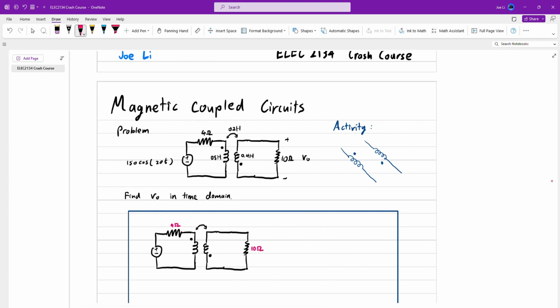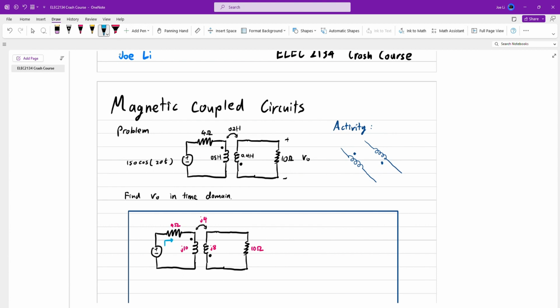Now 0.4 Henry is going to turn into the frequency domain. You just need to do j omega L. Omega is 20, L is 0.4, so what you get is j8. Same for 0.5 Henry, you get 0.5 times 20, which will be j10. And you have to do the same to the mutual inductance: 0.2 times 20 will give you j4. Hopefully that makes sense. Now, let's do mesh analysis here.